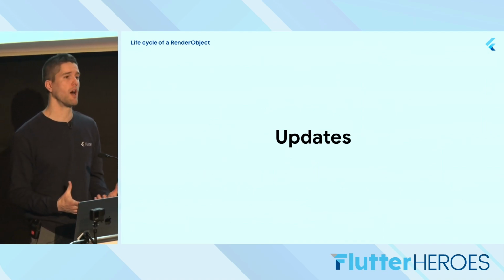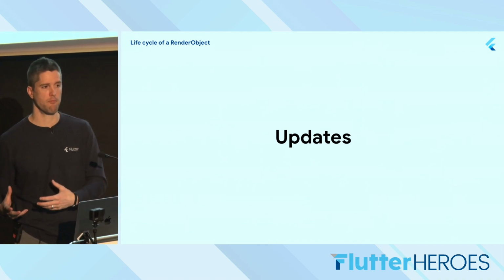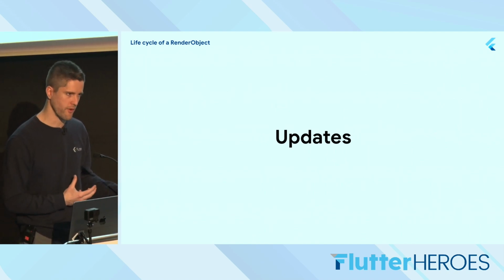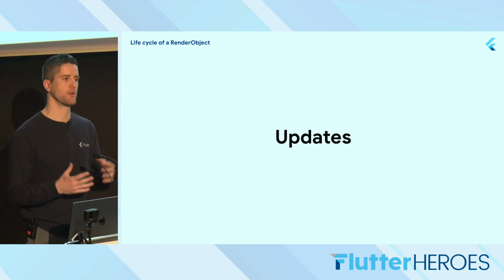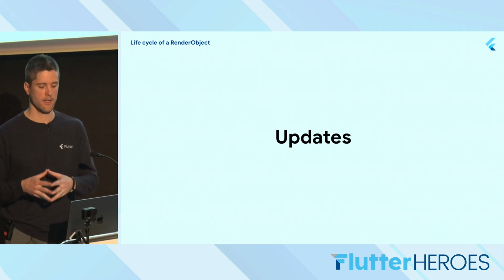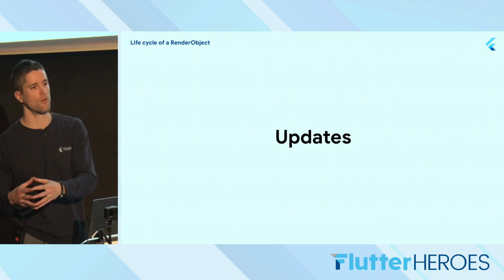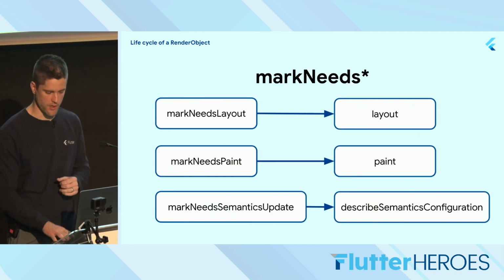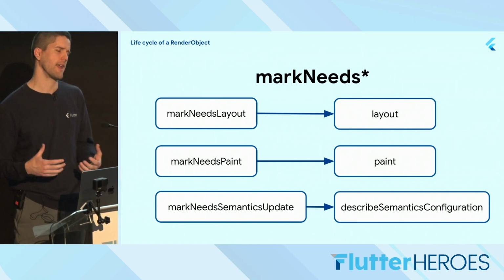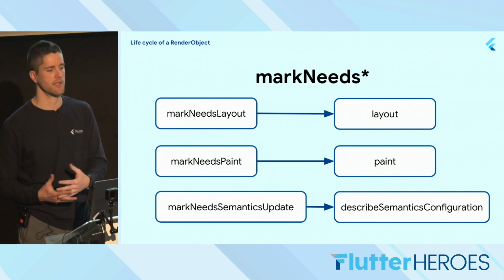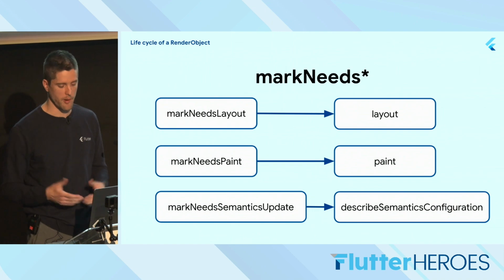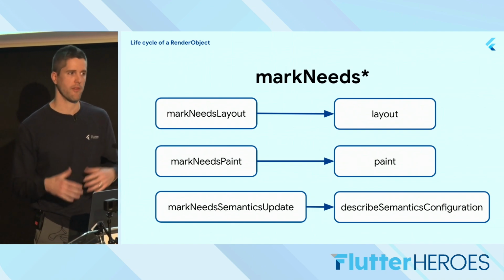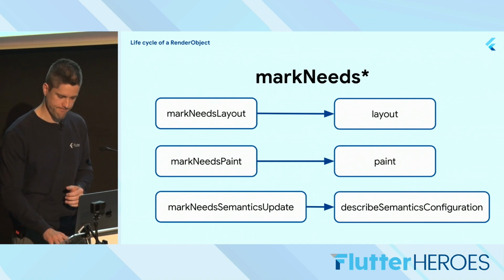Okay, now all of the above is sufficient to draw one frame, but I alluded earlier to the fact that not all of that code will need to rerun on every subsequent frame. And render objects in particular have a very structured way of determining whether or not they can reuse old values or if they need to recompute fresh values. Let's take a look at how that works. We saw these three methods: mark needs layout, mark needs paint, and mark needs semantics configuration. And I don't know who mark is, but apparently needs a lot of things. But they all correspond to these other primary methods: layout, paint, and describe semantics configuration.